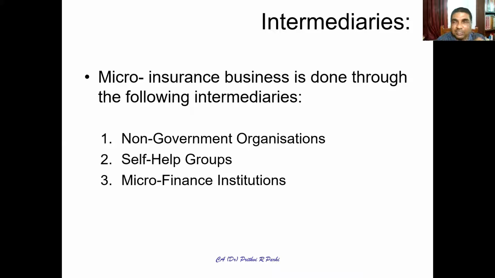And these are the agents, you can see these are the intermediaries. You have already seen the IRDA regulation, which explains who are the intermediaries by whom micro insurance products are marketed. You have already seen there are 3 categories of intermediaries. Who are they? Can you read it out? Intermediaries of micro insurance business. Can anyone read it out? The non-government organizations, self-help groups, and microfinance institutions. Okay, good. And who are they exactly?